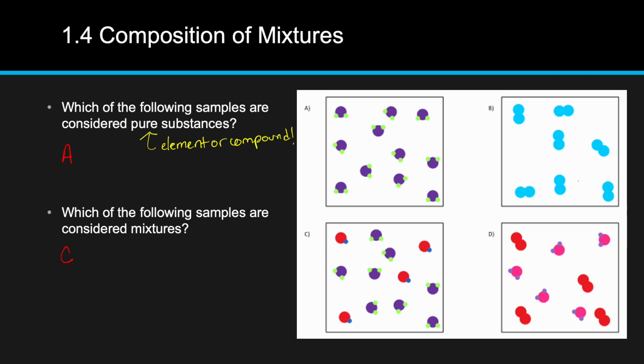Going over to B, we have molecules, but they are of the same atom. I'm going to guess that these are, let's say, oxygen atoms. In this sample, all it is is oxygen, so that would be a pure substance. So B would be the other answer for pure substances. Finally, with D, we have another diatomic gas molecule, it looks like, with the red, and then we have another molecule that has 2 parts of one atom to 1 part of another atom. So those are 2 pure substances combined together, so that would also be a mixture, just like C.